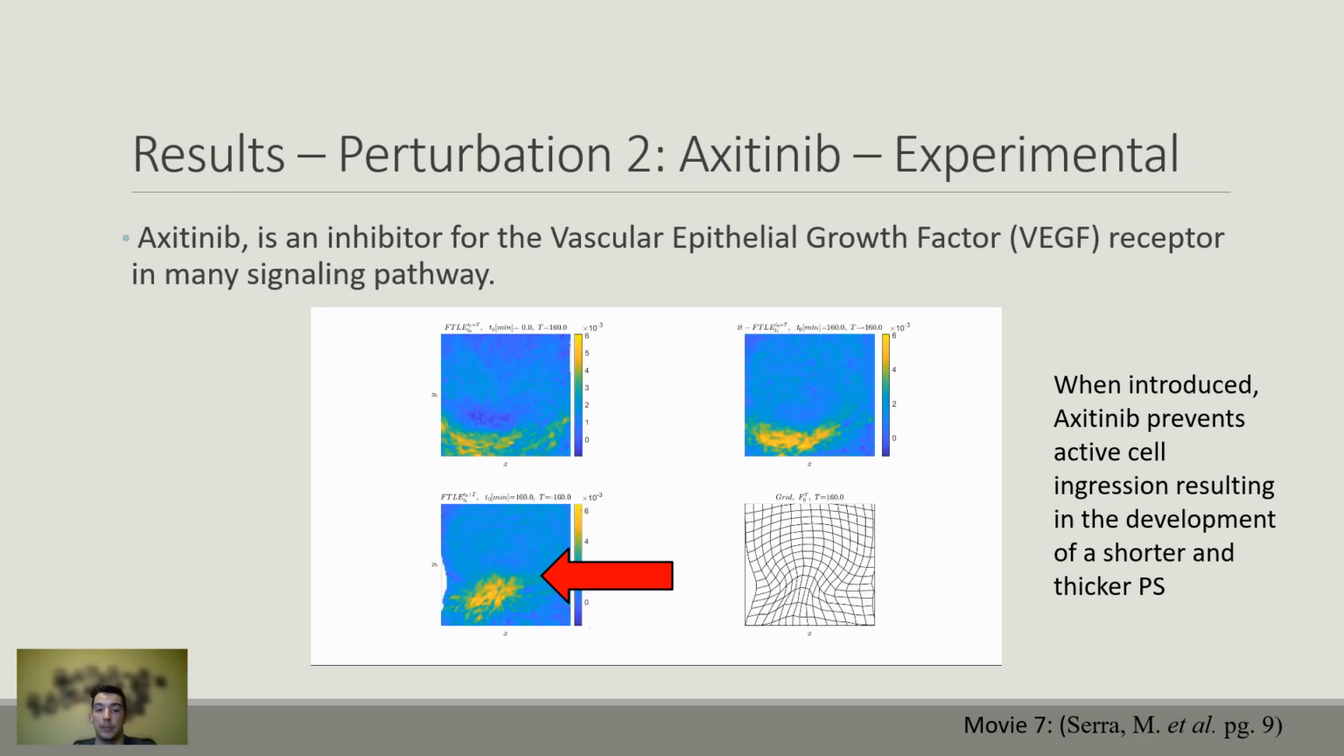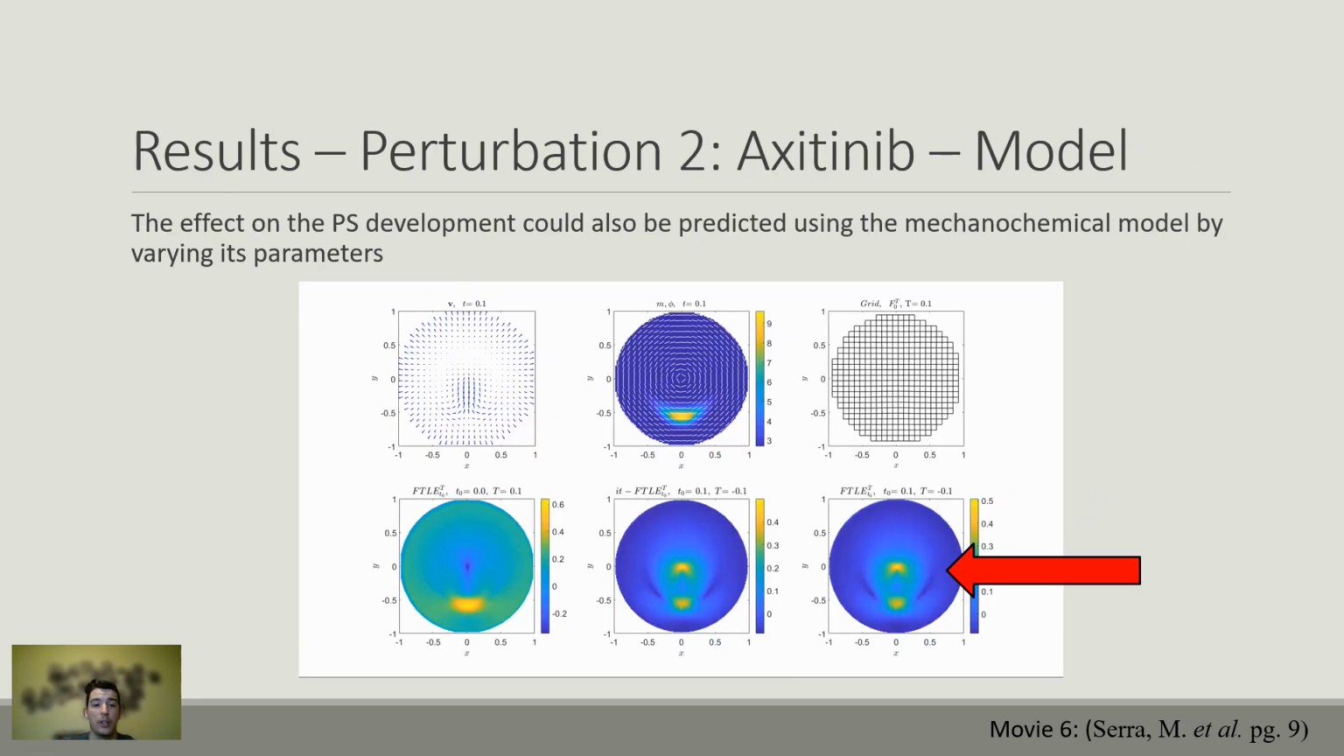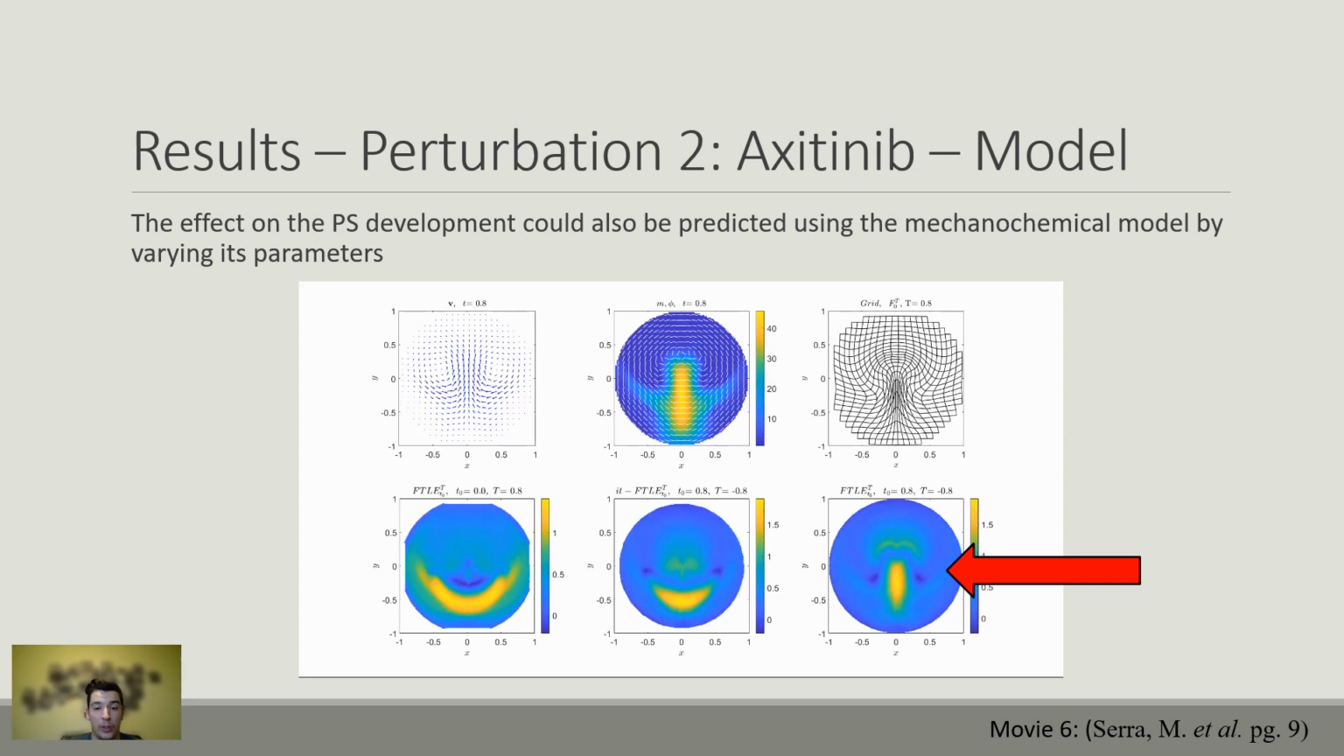Now, this is very similar, again, with the mechanochemical model. The effects of this primitive streak development could also be predicted using the model. So we change the parameters of the model, and again, we can see the development of a shorter and thicker primitive streak.